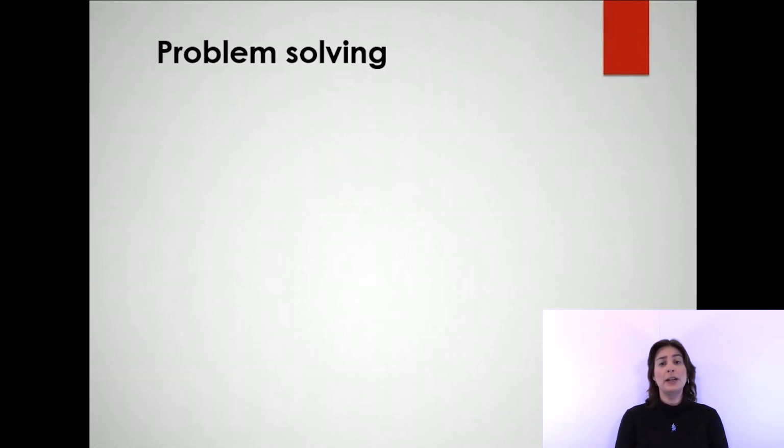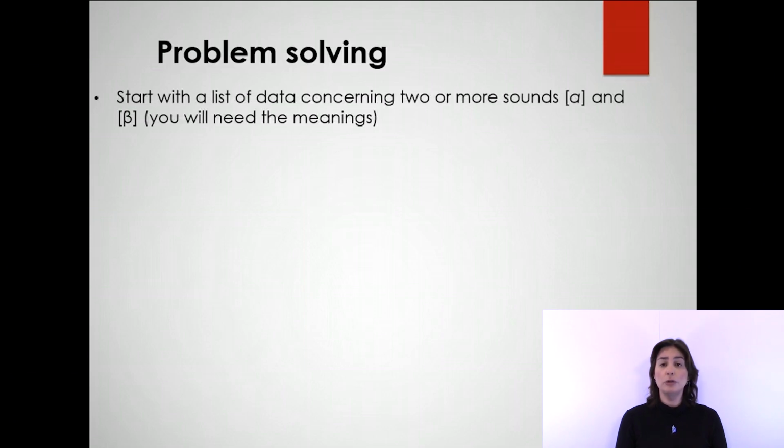So, you are now in possession of everything you need to start doing some phonological problem solving. Remember that the goal of these problems is to find out the relationship between two or more sounds from the phonetic inventory of a given language. And remember that in linguistics, we use the inductive method, which takes data as its point of departure. So you will need to start with a list of data concerning two or more sounds, alpha and beta. You will need the meanings too.